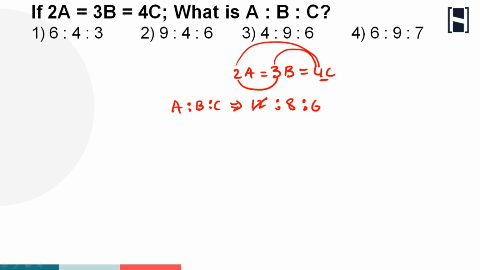Okay, look at the screen, guys. Here, 12, 8 and 6, all divisible by 2, gives 6, 4 and 3. The final answer is 6 : 4 : 3. Which option is the right answer? Option 1 is the right answer.